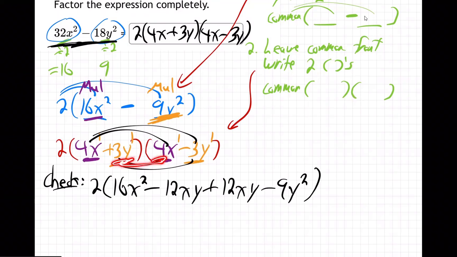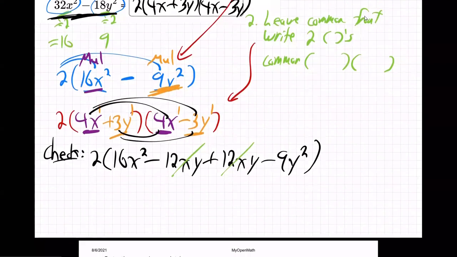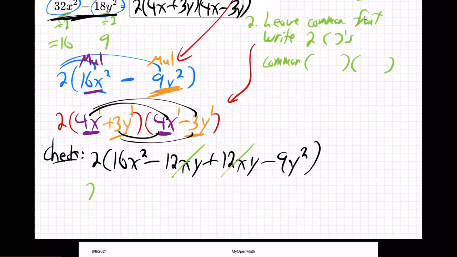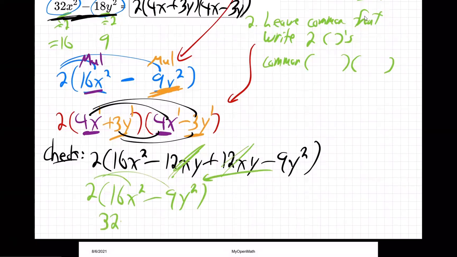The 3y times 4x, 3 times 4 is 12xy. And then it goes here. 3 times 3 is 9, minus 9y squared. And then in the middle here, these guys cancel, don't they? They cancel. It's 0. So then we just bring down the 16x squared and the minus 9y squared like that. The middles cancel. And now it's the 2's turn. Now he distributes, and we get 32x squared minus 18y squared.